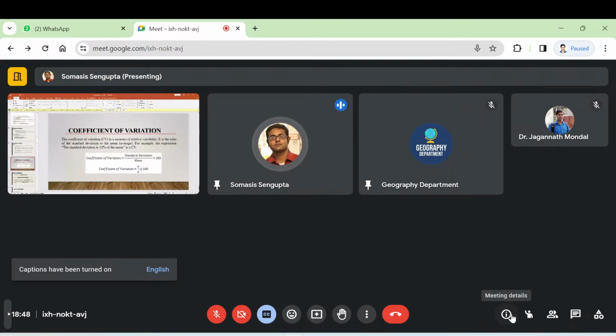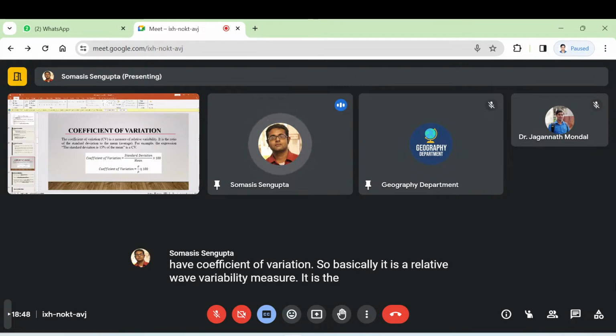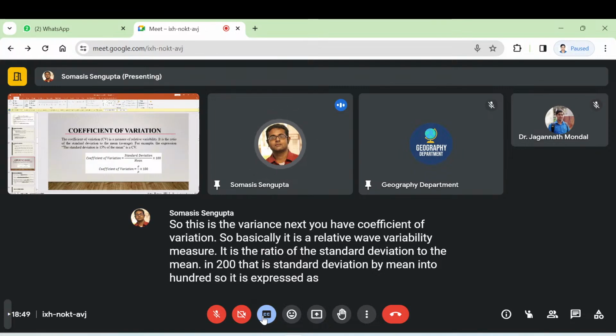Next, you have coefficient of variation. Basically, it is a relative variability measure. It is the ratio of the standard deviation to the mean, into 100. That is standard deviation by mean into 100. So it is expressed as a percentage.